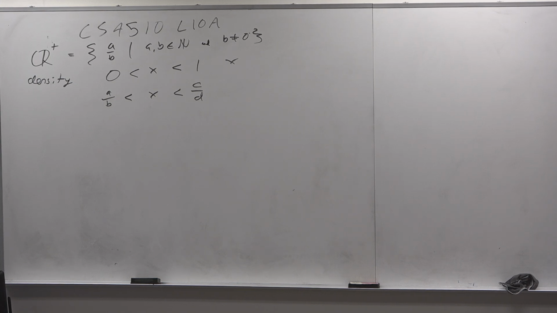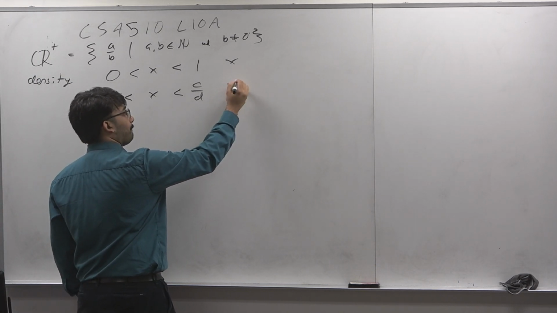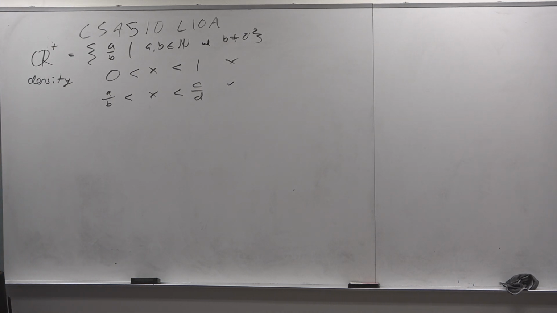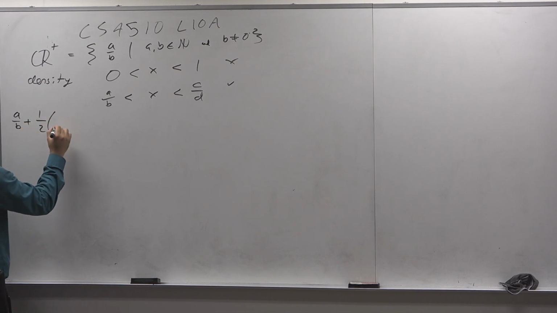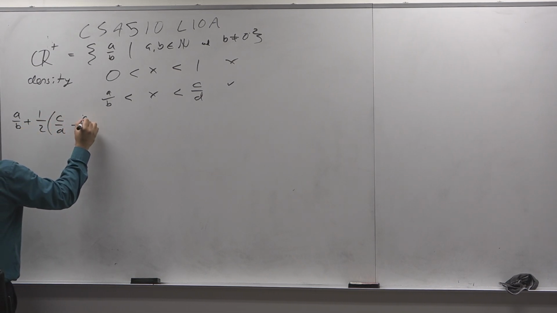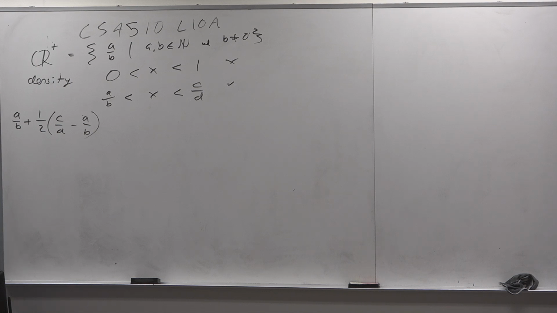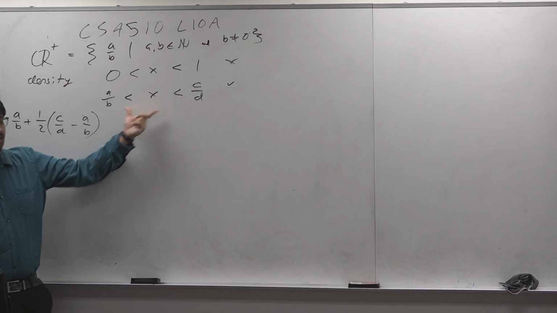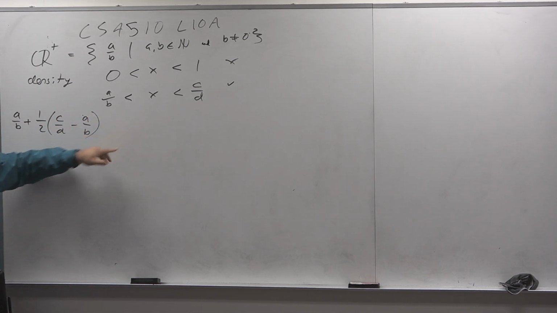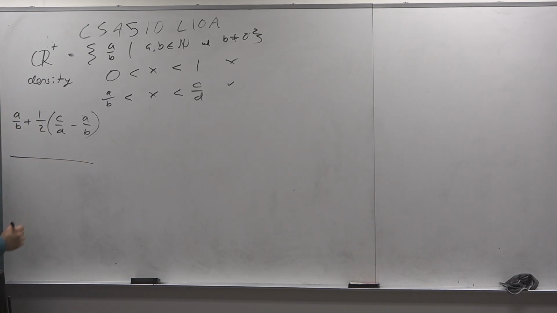Why is that true? Yeah, take their average. And so what would the average be? It's going to be like a over b plus half of c over d minus a over b, right? Something like that. You go to a over b and then you go halfway of that distance. That's going to give you a rational number. You FOIL and factor that, you're going to get some rational number, okay? So that's a very different kind of infinity.